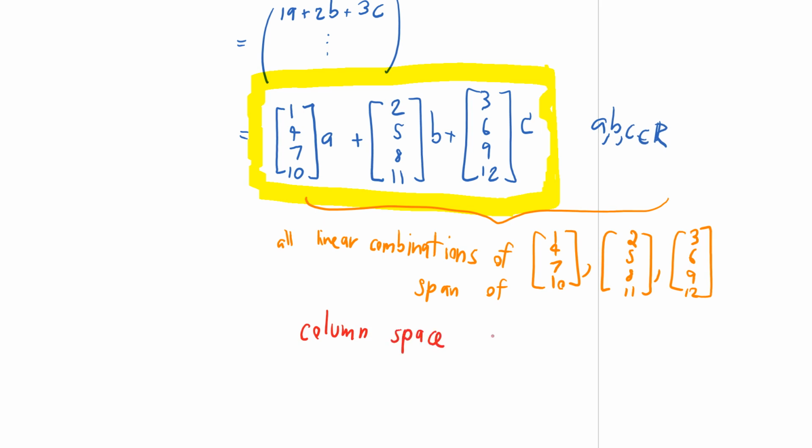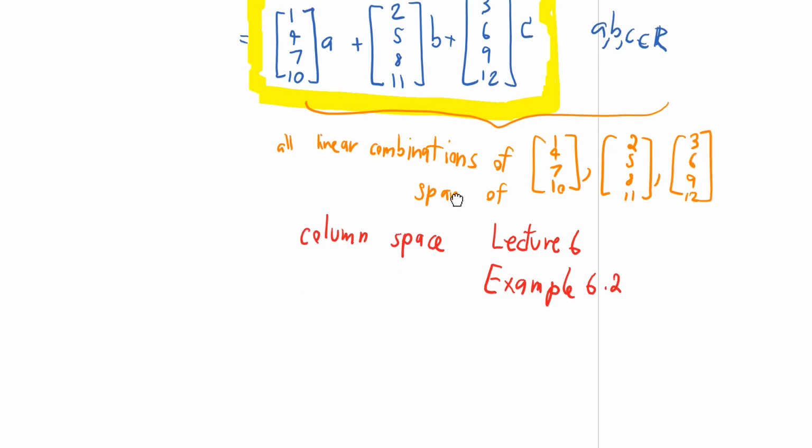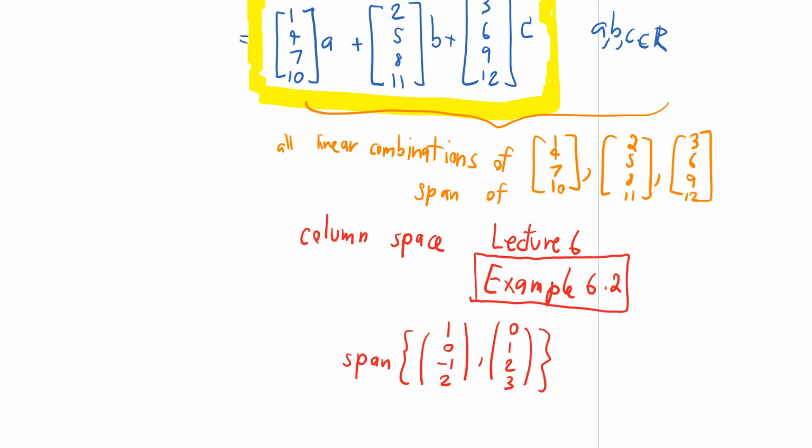We talked about this in the last lecture. In fact, we have done an example on this. We have already found the column space for this matrix, in example 6.2. We knew that all the linear combinations of these 3 vectors, the span of these 3 vectors, is just going to be the span of the two vectors 1, 0, negative 1, 2 and 0, 1, 2, 3. So I take this answer straight from example 6.2 from last time.